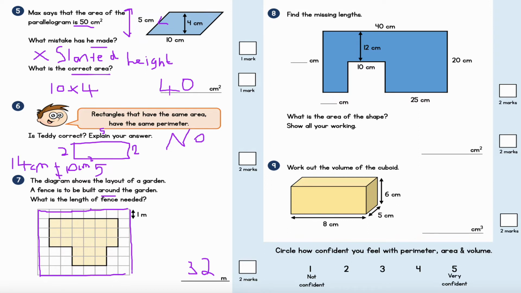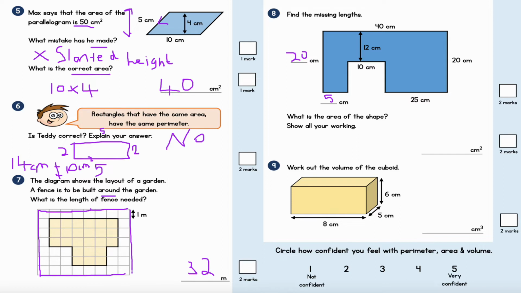This is question number 8. Fill in the missing lengths. So that's 25. That's going to be 15, because 15 plus 25... No, sorry, I made a mistake again. That's going to be 5, sorry, because 5 plus 10 plus 25 gives me 40. That's going to be 12 there. All of this is 20. So this distance here will also be 20, right? Because it's the whole distance, I believe.